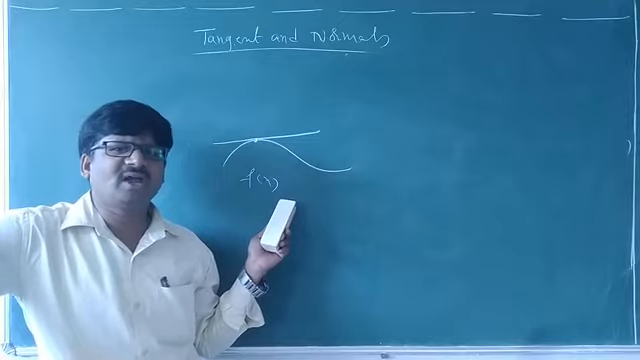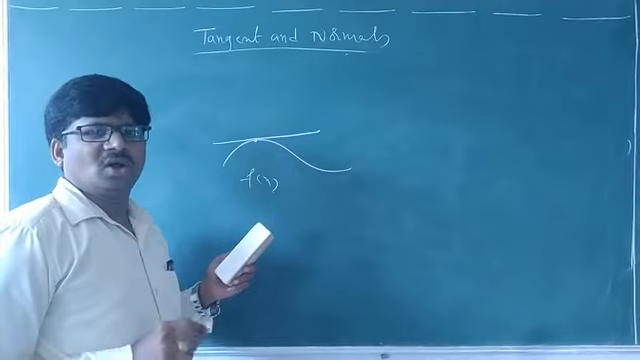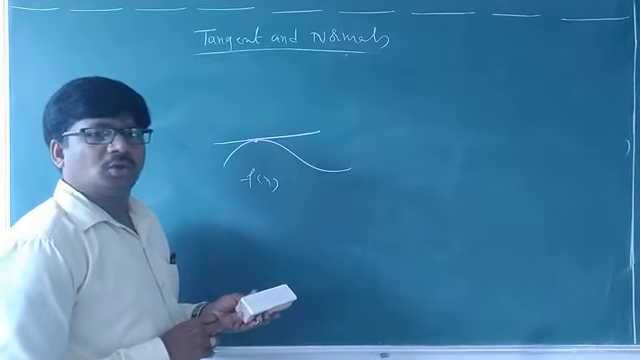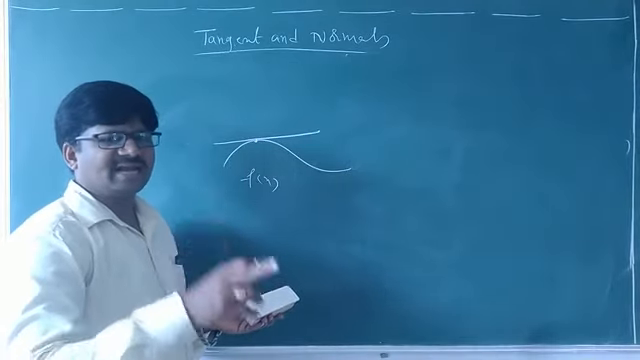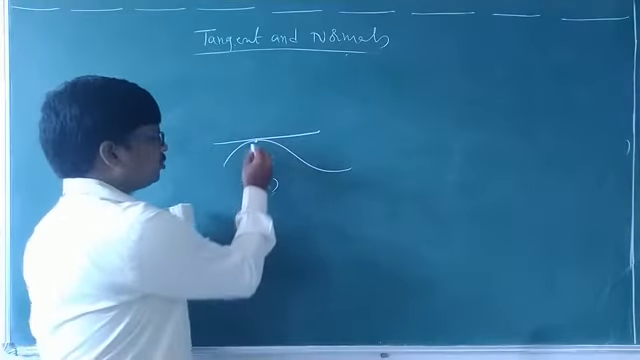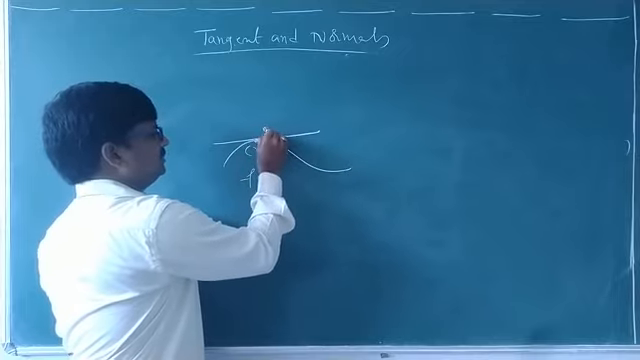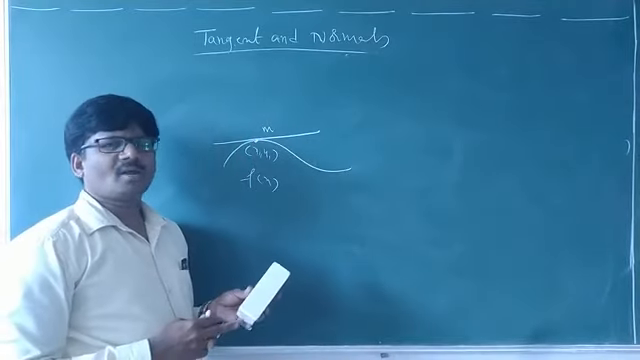Of this given curve f of x, it is some point B. So it is a tangent. Yes or no? I told you just now. To find the equation of a line or the equation of a tangent, what values do we compulsorily require? A point, x1 y1, and the slope also, m.